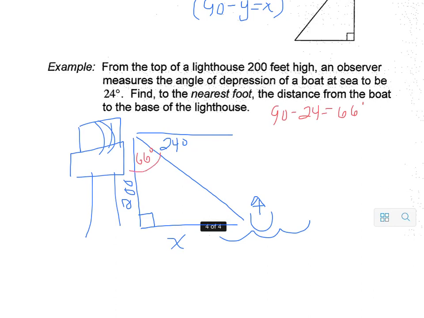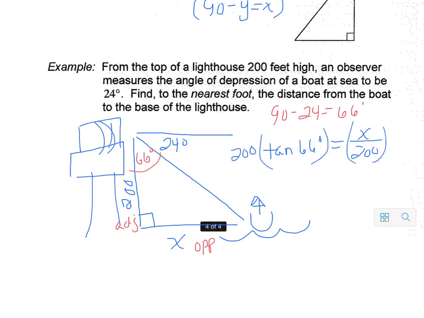Okay, according to the 66-degree angle, I have opposite and I have adjacent. So I've got tangent of 66 degrees equals x over 200. I'm going to multiply both sides by 200, and I need it to the nearest foot, and I'm going to end up with 449 feet.